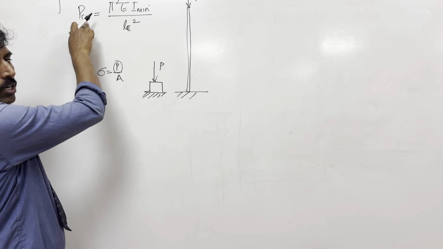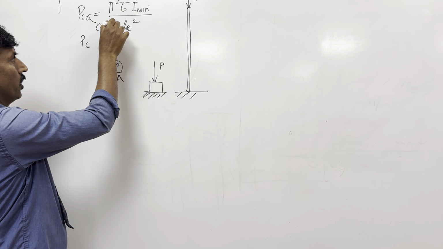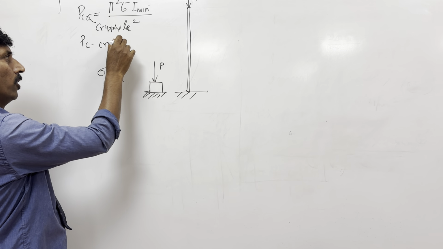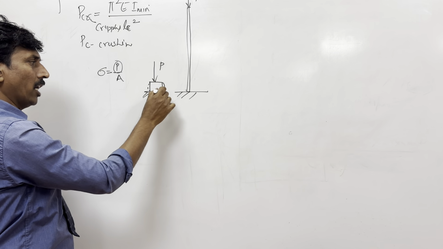CR, which stands for crippling. C in PC stands for crushing, because whenever the column is short, it starts getting crushed. It is not crippling. Crippling and buckling are the same.